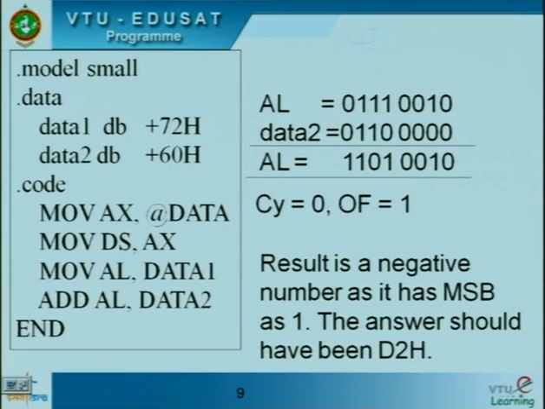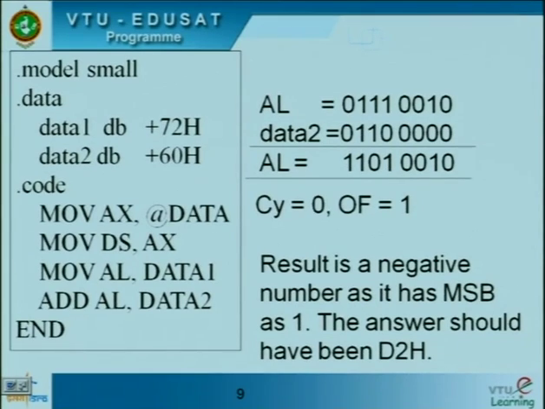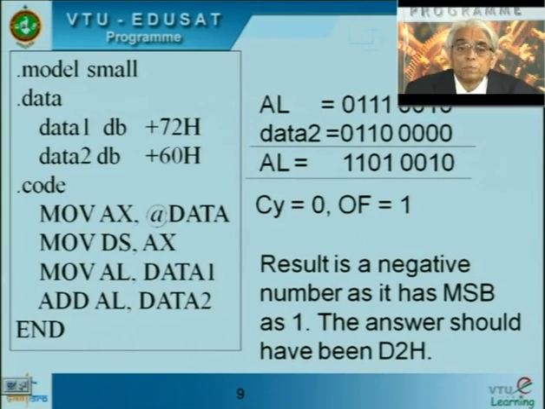What do you see in this result? Apart from the result, we are also looking into two flags explicitly mentioned, the carry flag and the overflow flag. The carry flag is 0 because there is no carry from the most significant bit outside, but the overflow flag is set to 1, saying that the result you have got is not right. With sign magnitude, we know that when the MSB is equal to 1, it is a negative number, and the result is a negative number as its MSB is equal to 1.